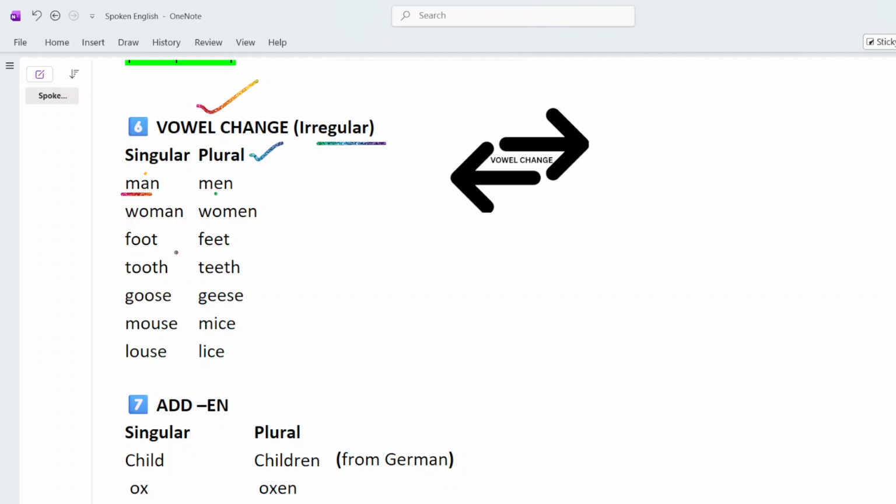Foot. These two alphabets, that is O and O, change to what? E and E. All right. Foot, feet. Same thing with tooth, teeth. Goose, geese. Mouse, mice. Louse and lice. All right. I just want you to understand the pattern here. Just remember as it is.